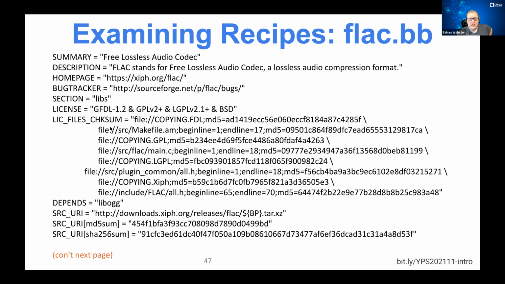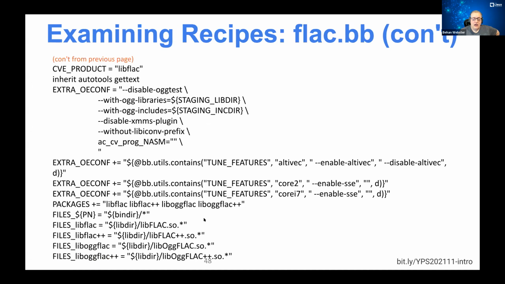Here's our license and checksums. You'll see that we have a list of all the licenses that are relevant, the locations where they can be found. It depends on libogg. So let's say, in this case, FLAC uses the OGG library. We can find where the source code is, right? And then here we have the source URI checksums. You'll see here that we actually specify the CVE product, so essentially what product to look up on the CVE list.